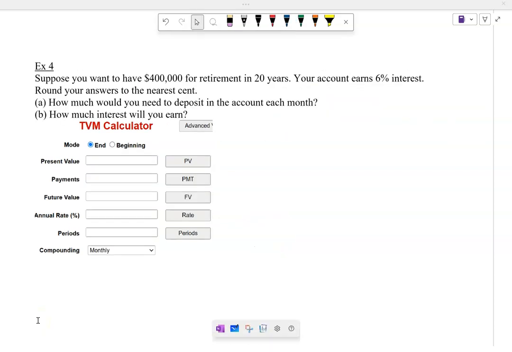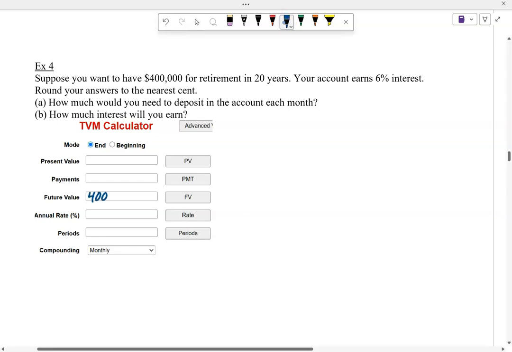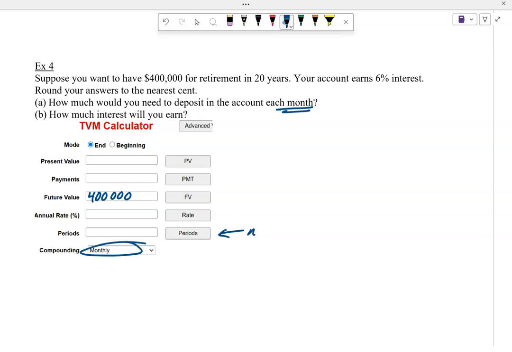Let's do another scenario. Let's suppose you want to have $400,000 for retirement in 20 years. So they're giving us what you want to have at the end. I want to have $400,000 at the end, my future value in 20 years. How much do I need to deposit each month? So again, make sure you're monthly. So N times T monthly. I want to do this in 20 years, so I'm going to have 240 right here.